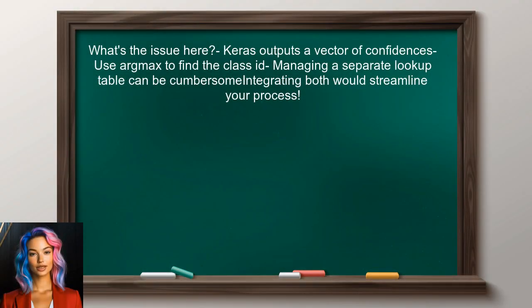So, what's the issue here? When you evaluate your Keras model, it outputs a vector of confidences. You can use argmax to find the class ID, but managing a separate lookup table can be cumbersome. Integrating both the model and the lookup table would streamline your process significantly.